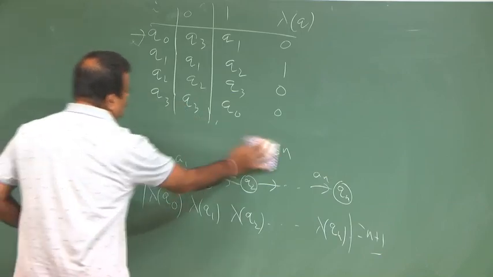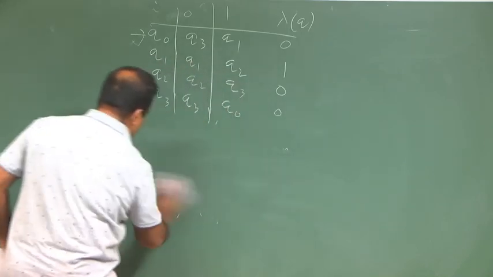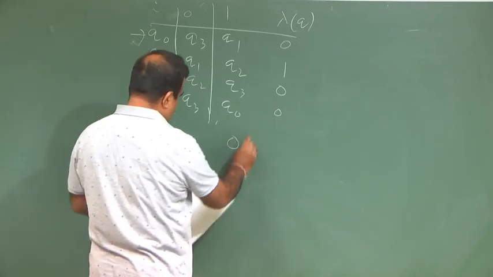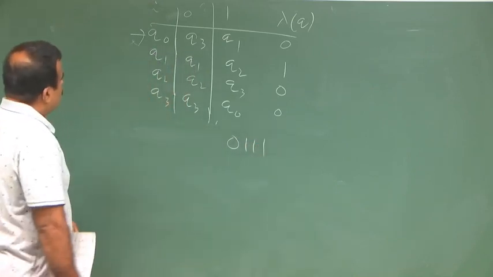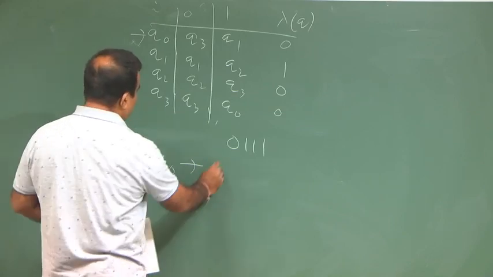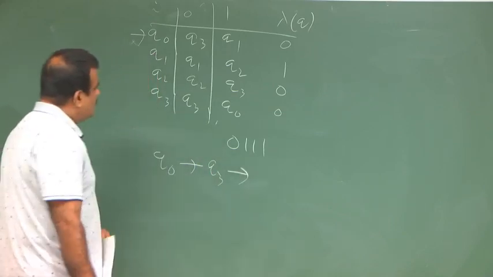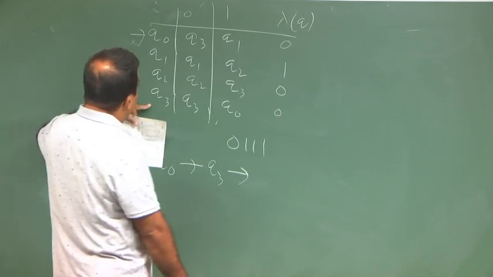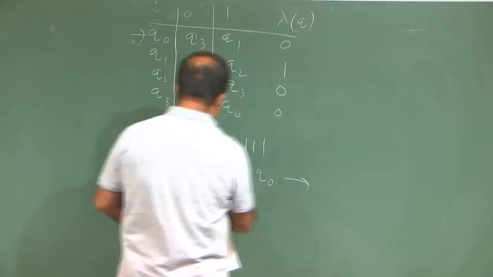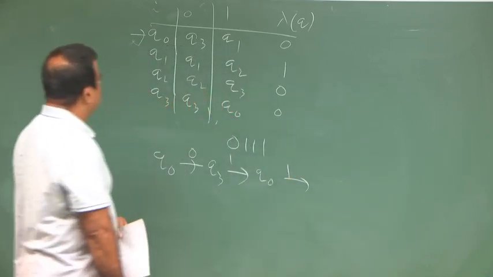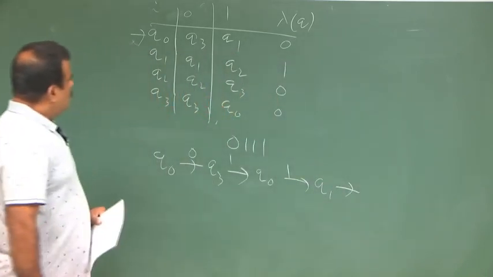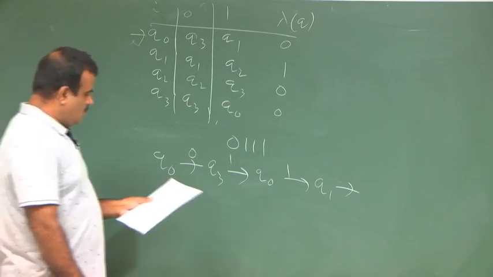Okay. So, now suppose we are reading a string like this, say our input string is 0 1 1 1. We are starting from q0, with 0 we are going to q3. Now, with 1 from q3 we are going again to q0, and with the next 1, from q0 we are going to q1, and from q1 with 1 we are going to q2.